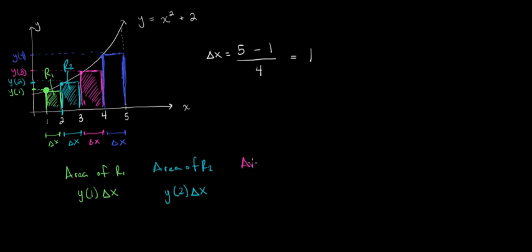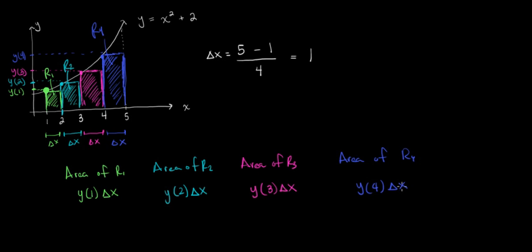And if we keep moving along, we have this third rectangle. I will call that R3, and again it would be given by y of 3 times delta x. And then finally we have the last one, which I'll call R4. So the area of R4 is going to be y of 4 times delta x.